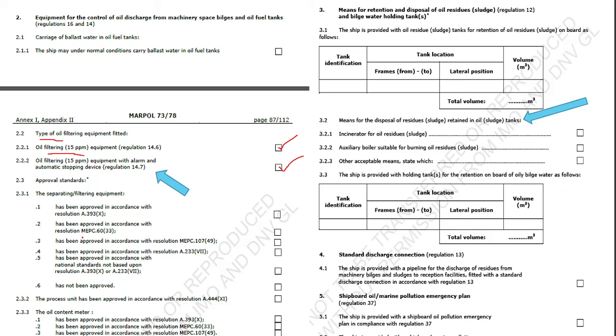After that, here you can see which regulation of the code, because right now most of the equipment coming is approved with MEPC 107(49). Earlier equipment was approved with the older one. So if your ship is old, then you can find MEPC 60(33). But if your ship is new, then you will find this regulation, MEPC 107(49). So these are mentioned here.